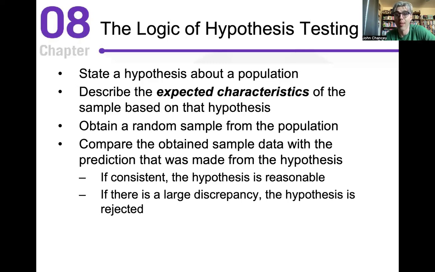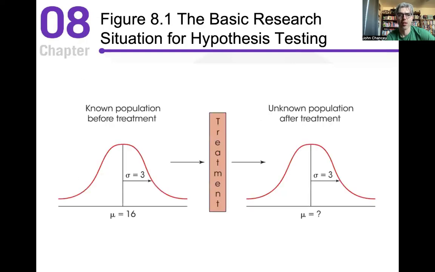It's attempting to describe the characteristics of the sample based on the hypothesis. Hopefully, we're using random samples at this point, and we're comparing the obtained random sample with the prediction that was made based on the hypothesis. If it's consistent with our hypothesis, then we presume it's reasonable. If there is, however, some kind of discrepancy, which we'll pick up in the statistics, then we reject this hypothesis.